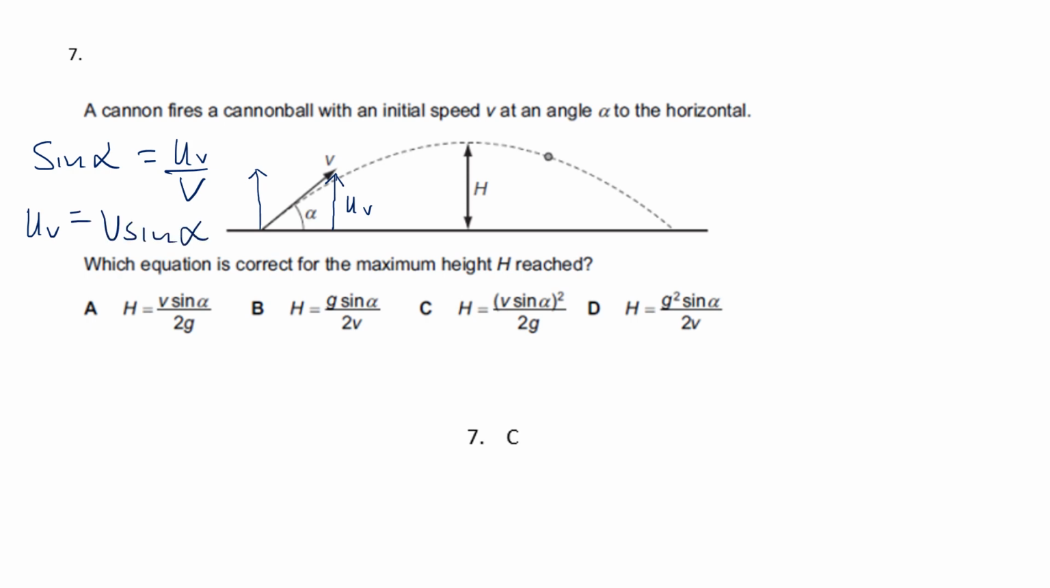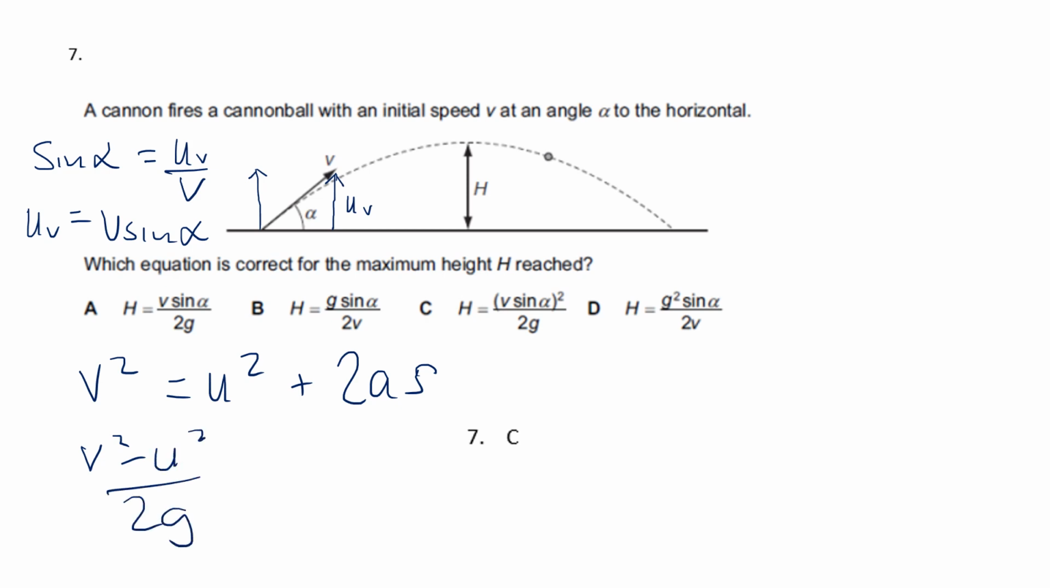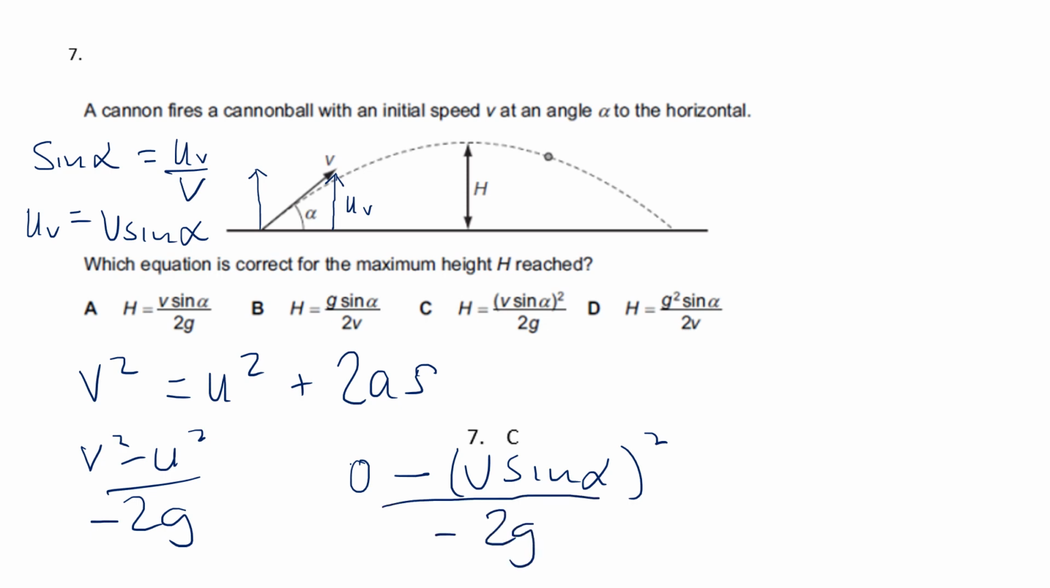Then we're going to put that into an equation, which is v squared equals u squared plus 2as. We're trying to find s, which is the height, the displacement. So rearrange that, we get s equals v squared minus u squared over 2a. a is equal to minus g. v is 0, that's the top of the flight, so 0 minus v sine alpha squared, that's our u squared value, over minus 2g. The negatives cancel out, so it gives us v sine alpha in brackets squared over 2g. So the answer is C.